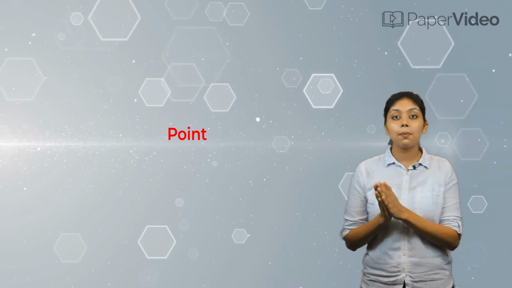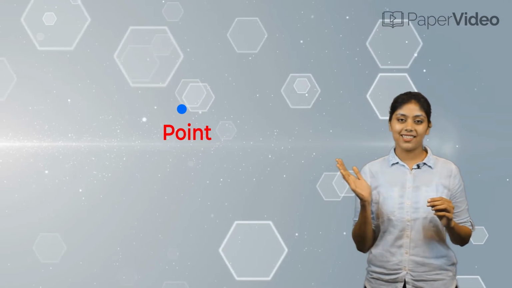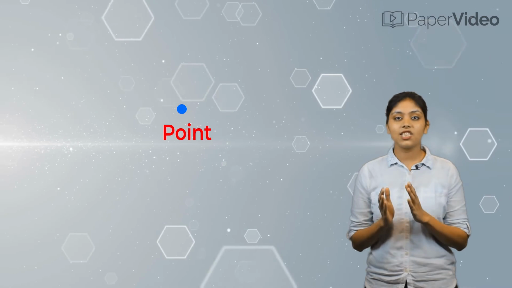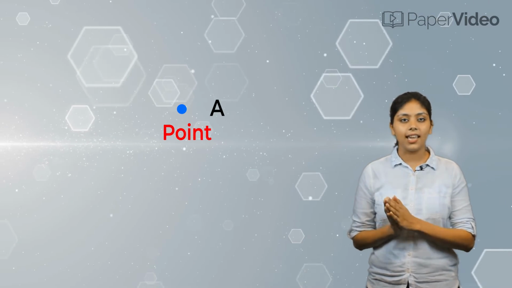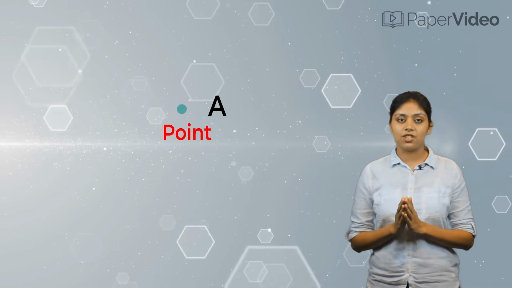Let us start at a very basic level, that is a point. A point is basically a dot like this. It is denoted by an English capital letter like A, B, C, etc. It does not have any dimensions.